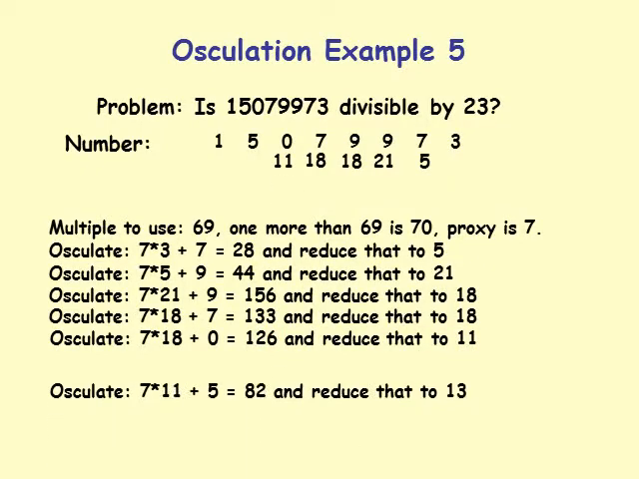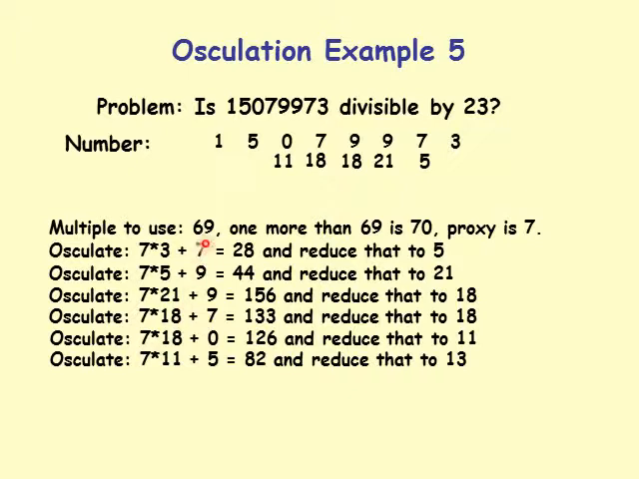Now we osculate 11 on the right and 5 on the left. 7 times 11 plus 5 is 82. We reduce 69 from here: 23 times 3 we subtract from 82, and get 13 left.